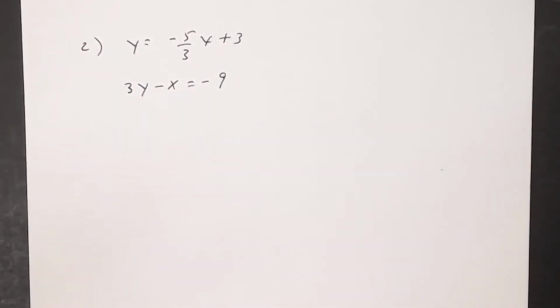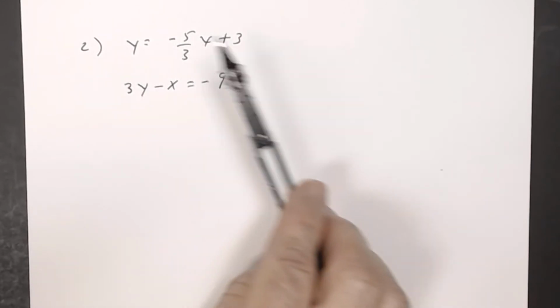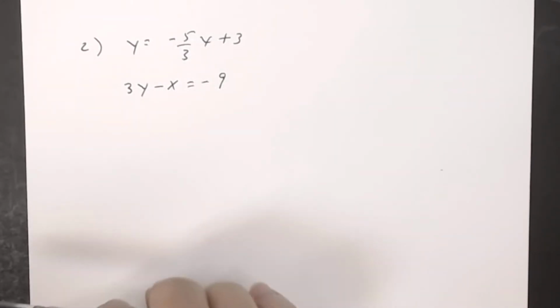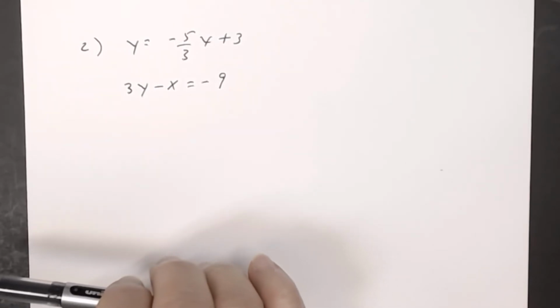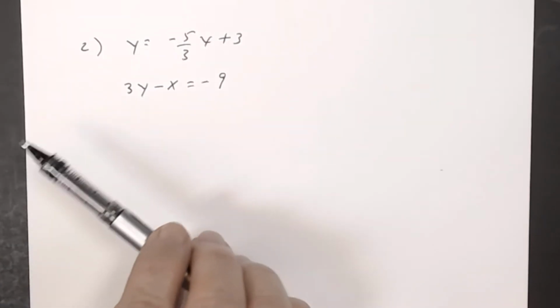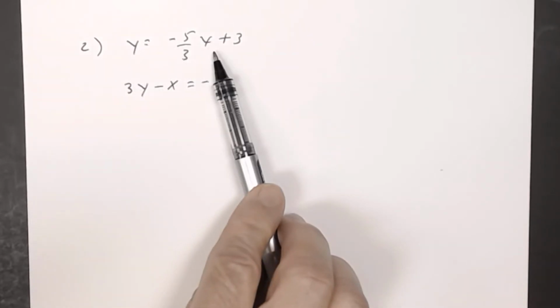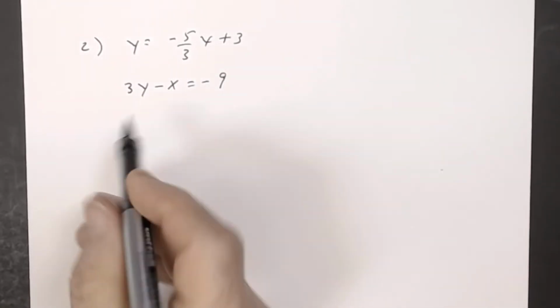What you're trying to do, remember, is find the point that satisfies both equations at the same time. So that point is going to be a solution to this one, and it's going to be a solution to this one. That's what you're trying to find. We're going to do this by graphing. First of all, notice that the first equation is already in slope-intercept form.